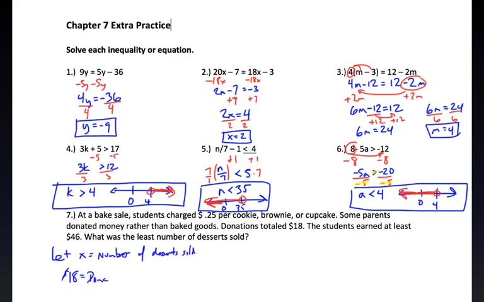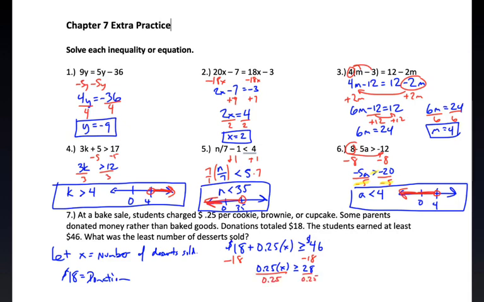Word problem here. I'm going to let x equal the number of desserts that are sold, cookie, brownie, or cupcake. The donation made by the parents was $18. It says that the students earned at least $46, so that's going to be greater than or equal to 46. So $18 plus 25 cents per dessert sold is greater than or equal to 46.